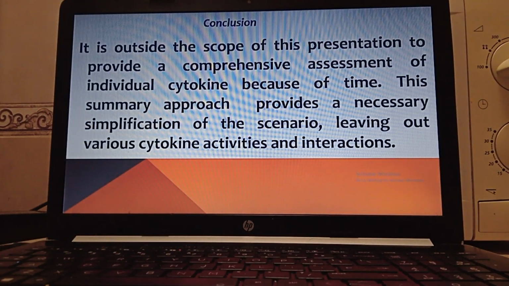Conclusion. It is outside the scope of this presentation to provide a comprehensive assessment of individual cytokines because of time. This summary approach provides a necessary simplification of the scenario, leaving out various cytokine activities and interactions.